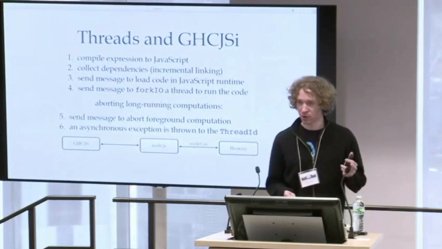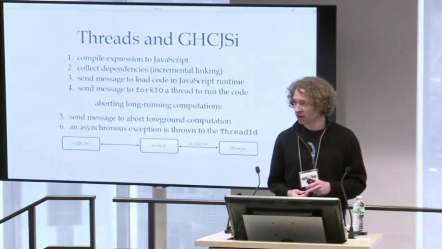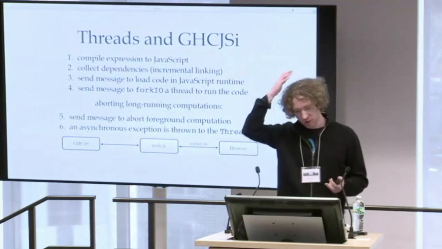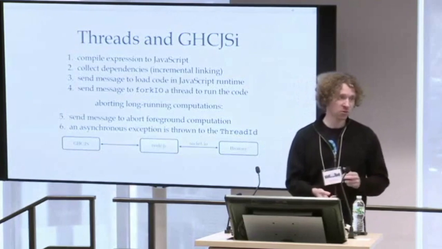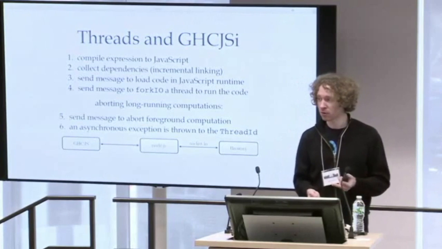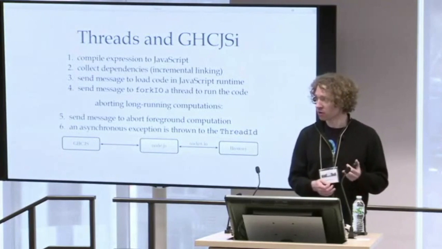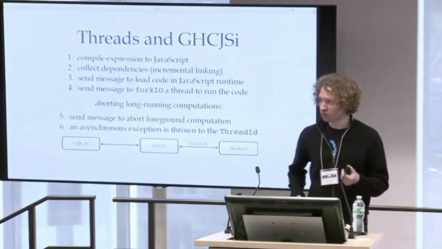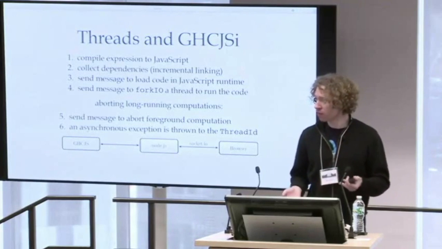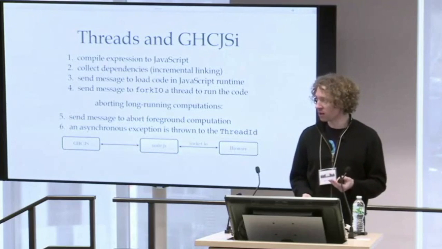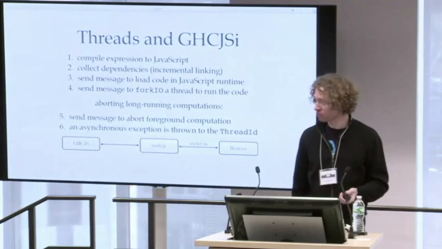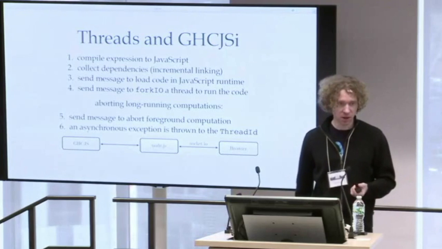So what we do is, when we press Control-Break, we just send another message over there. And that message sends an asynchronous exception to the thread that's just been forkIO'd to run the currently running foreground computation. So your Haskell code gets some kill thread exception or something. It can handle that exception, so perhaps it can do some cleanup. But usually it would terminate the whole evaluation of the computation and fall back to the prompt. Then you get the prompt back and can do something else.